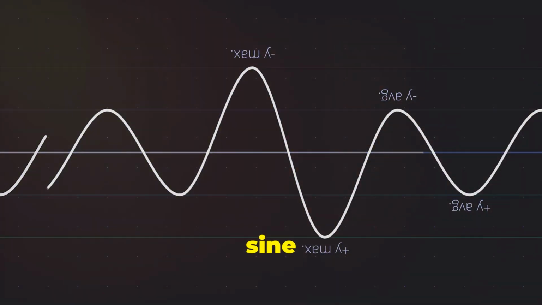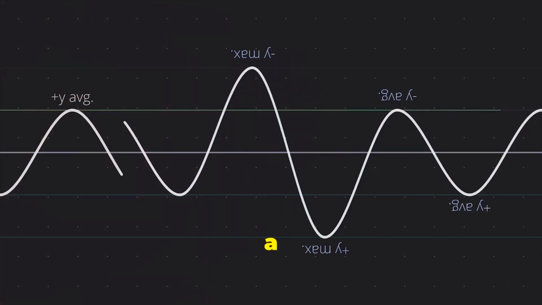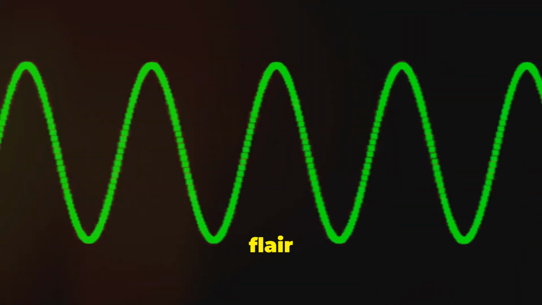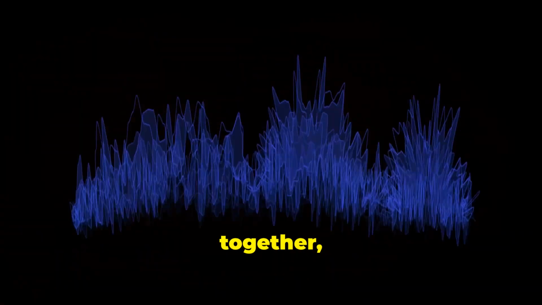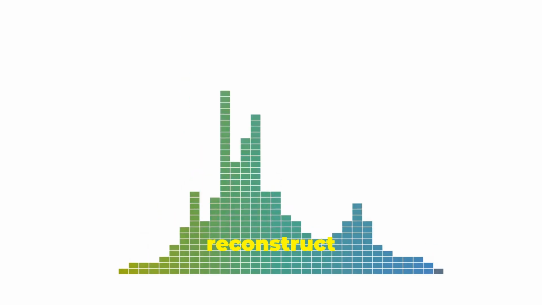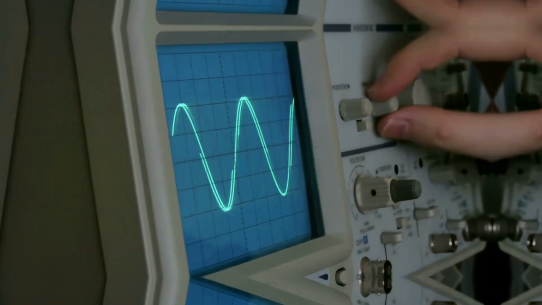Next, we add more sine waves, each with a higher frequency and a specific amplitude. These are the harmonics, adding their unique flair to the overall dance. As we layer these simple sine waves together, something amazing happens. The sum of these individual components begins to resemble the original complex wave. Step by step, we reconstruct the signal, piece by piece.